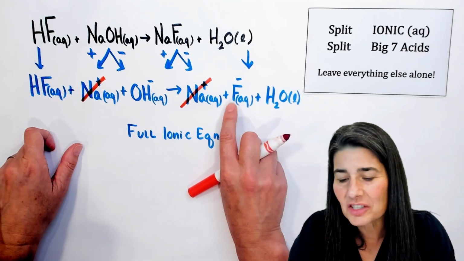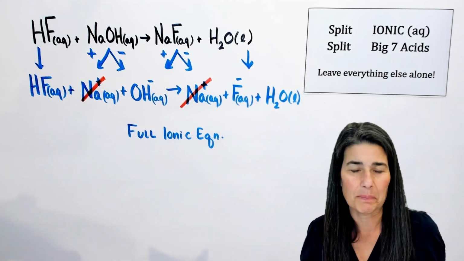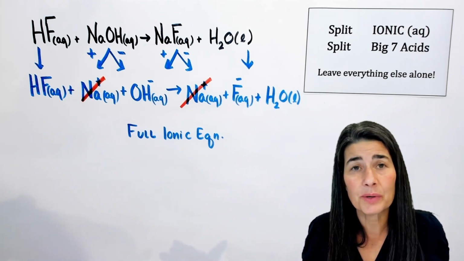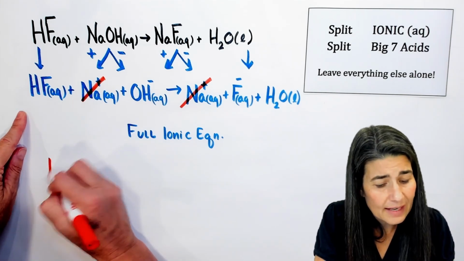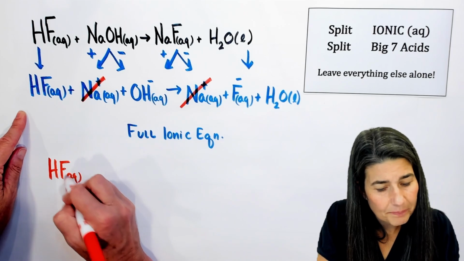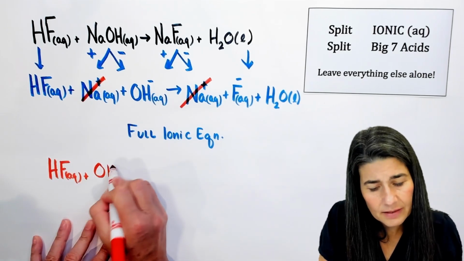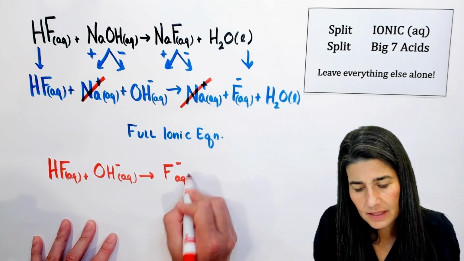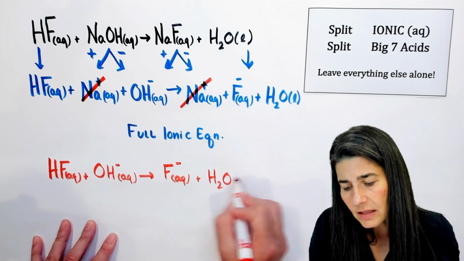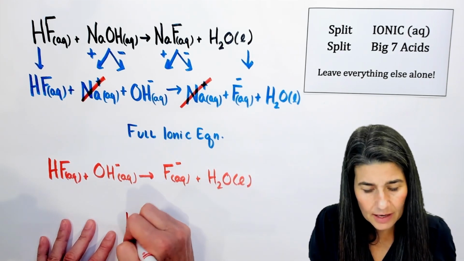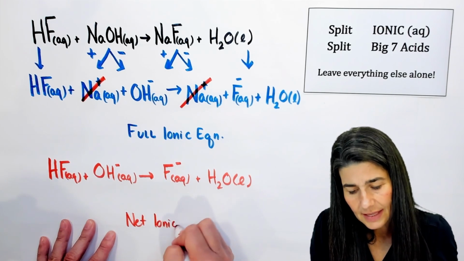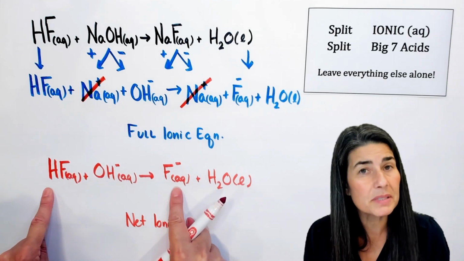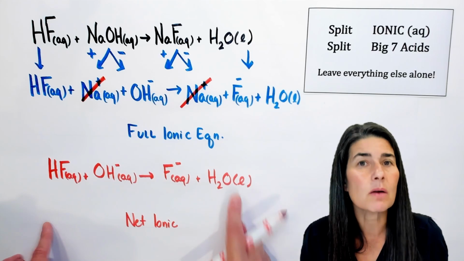This F is attached to an H. This is the F minus ion. Those are not the same. So in this particular example, we only have one spectator ion. If we rewrite what's left over, we get hydrofluoric acid aqueous plus a hydroxide ion that's aqueous. This forms the fluoride ion in its aqueous state and water as a liquid. Now, this is our net ionic equation. If we look at this net ionic equation, what we see is that the hydroxide pretty much came in and replaced or bumped out the fluoride ion to make water.